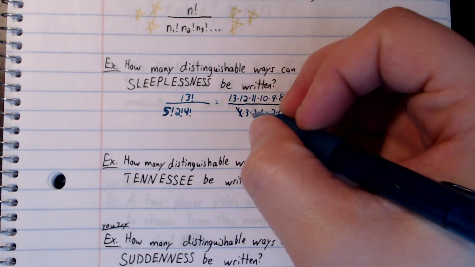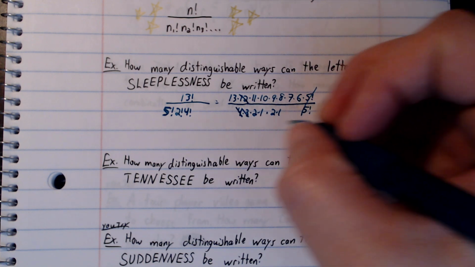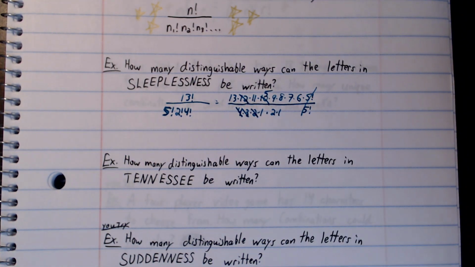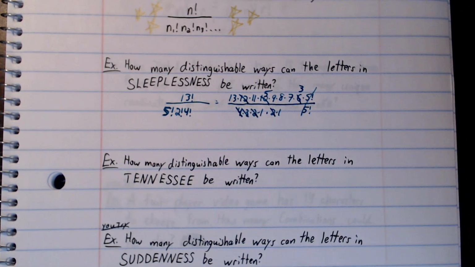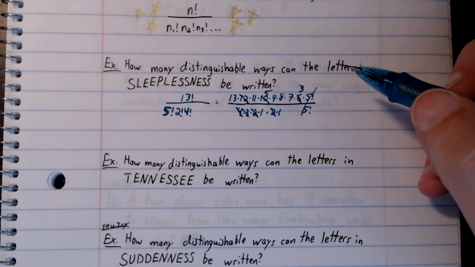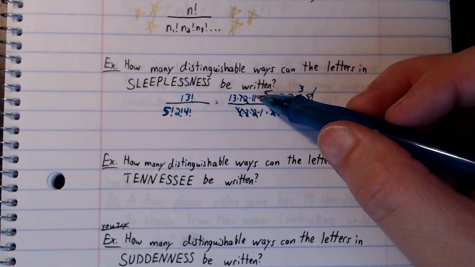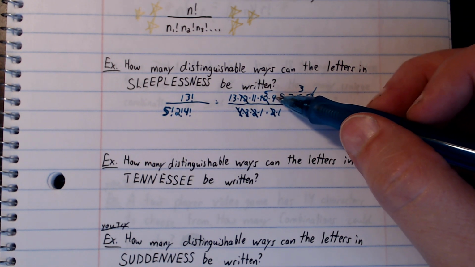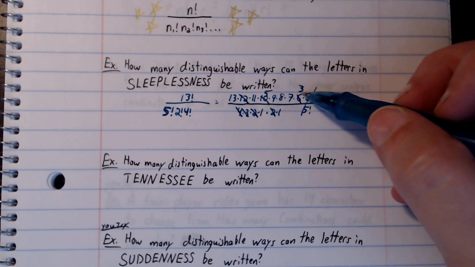4 times 3 is 12, so I can get rid of that. 2 goes in the 10 5 times, so I can reduce that. And 2 goes in the 6 3 times, so I can reduce that. So I'm going to be multiplying here. Ready? I'm going to do 13 times 11 times 5 times 9 times 8 times 7 times 3.